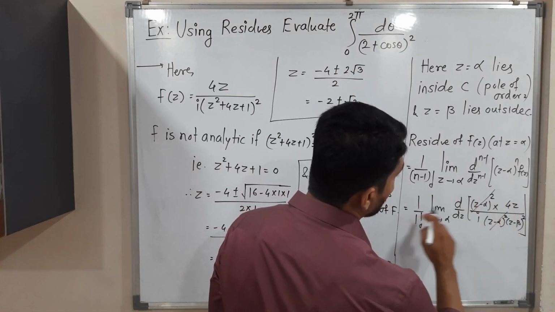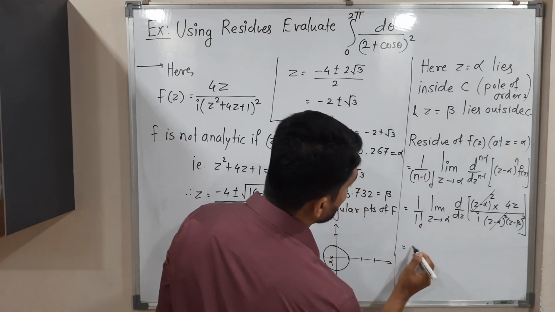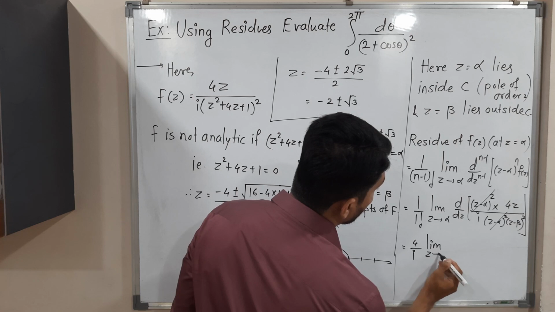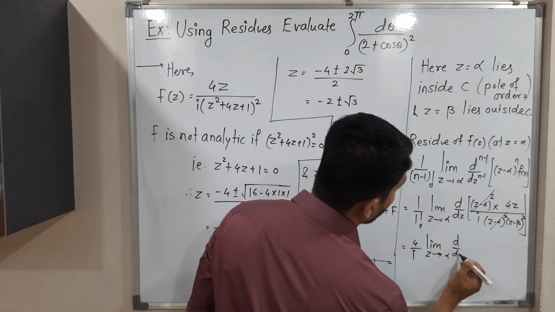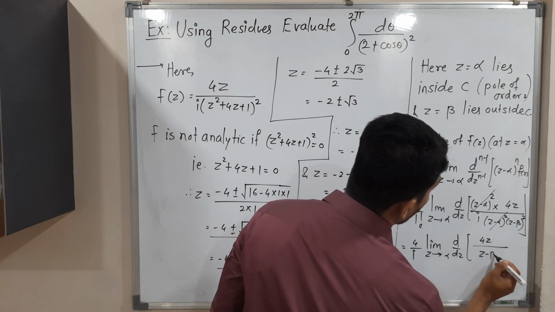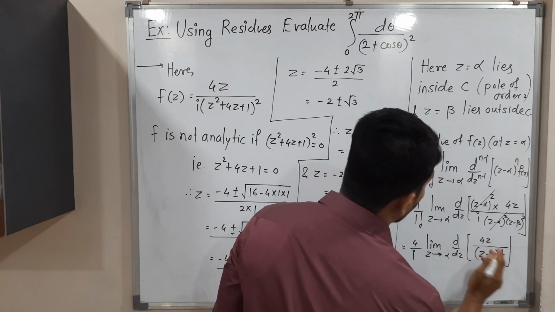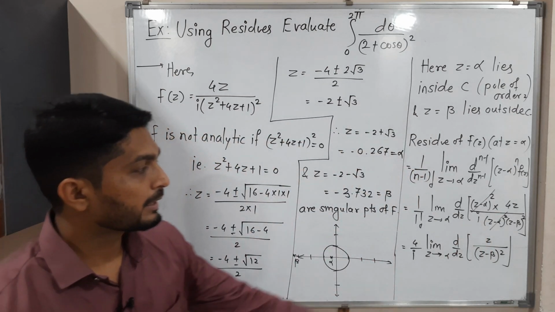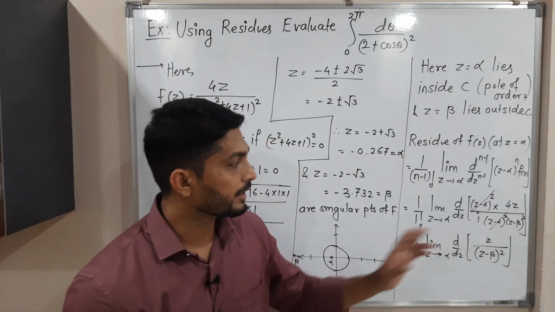4 from the numerator will come outside and i from the denominator. So 4 upon i, limit z tends to alpha, derivative of 4z upon (z minus beta) square. Okay, 4 I have taken outside, no? So simply z upon (z minus beta) square. So we have to find the derivative.